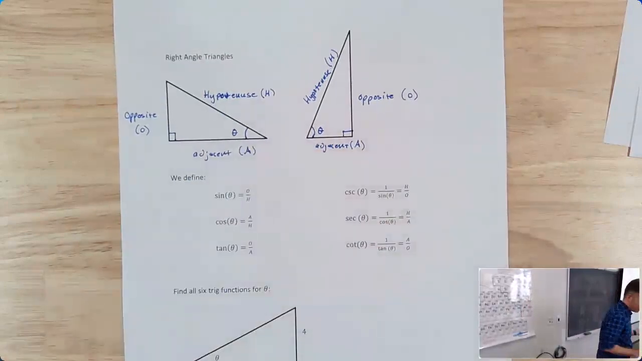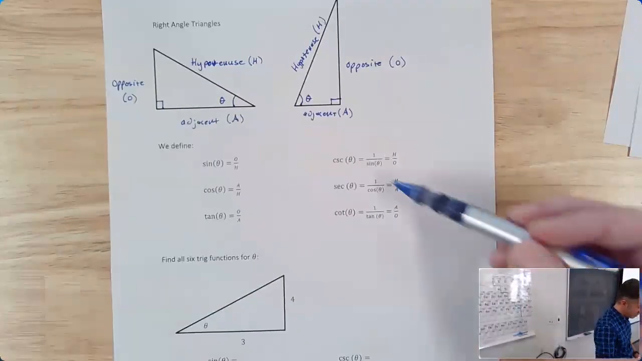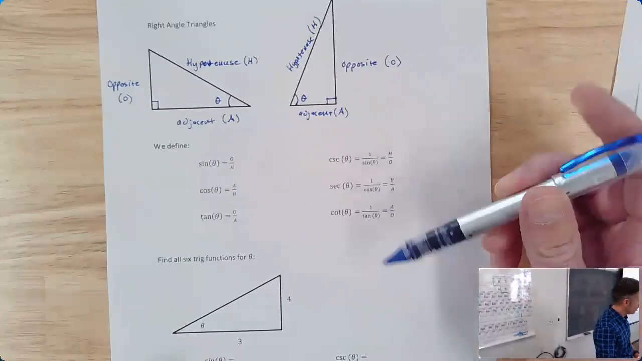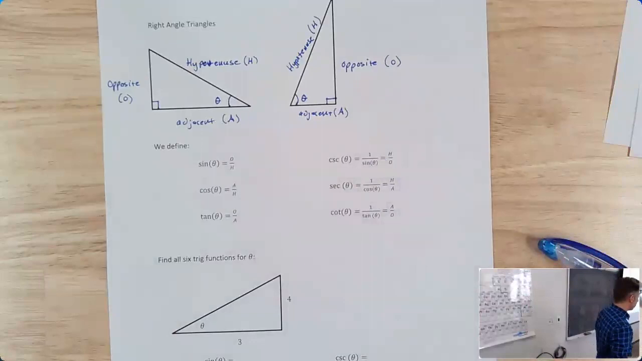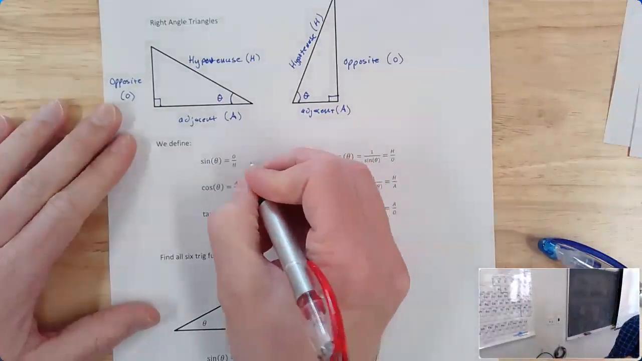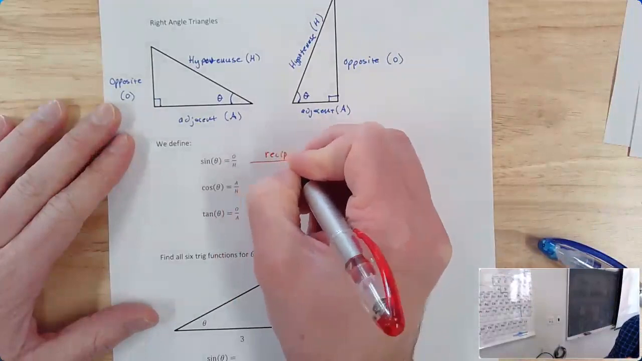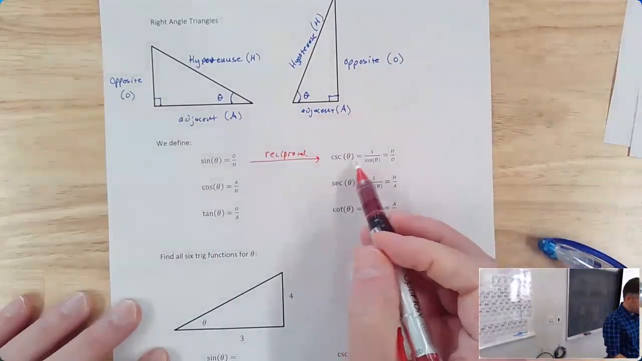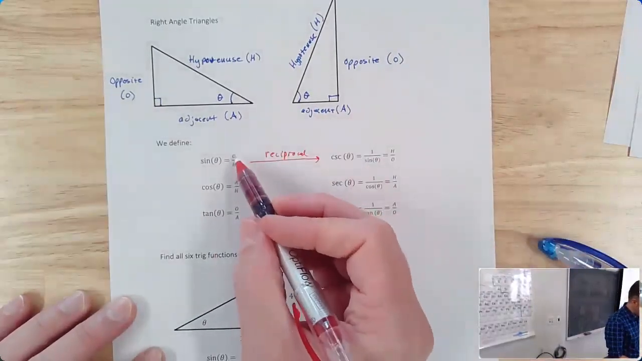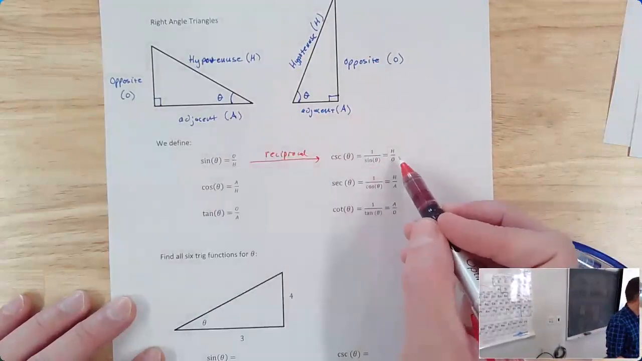And then the other three trig functions, cosecant, secant, and cotangent, are the reciprocal trig functions. They are written in this specific order so that their reciprocal nature is really shown. The reciprocal of sine is cosecant. Cosecant is 1 over sine, or the reciprocal of opposite over hypotenuse, which is hypotenuse over opposite.